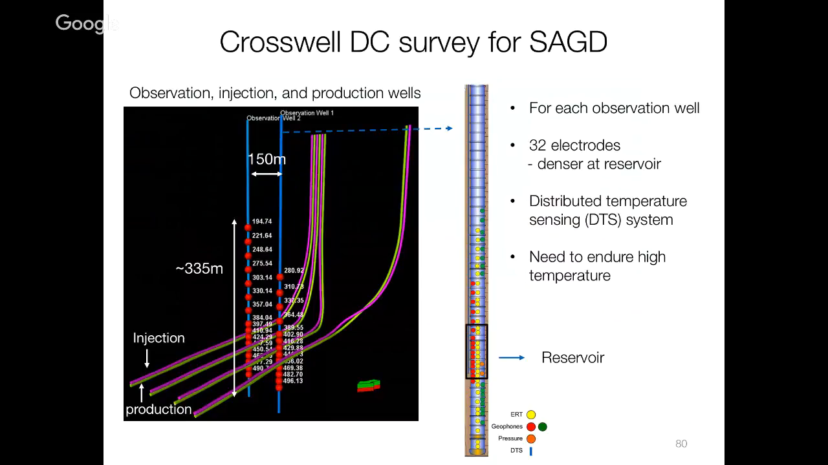So this is a bit more explicit on what we had shown before. It's the same geometry. The region of interest is about 300 meters. There's a pay zone in here. The reservoir is a bit smaller than that. There's 32 electrodes in each of these wells. They're denser at the reservoir. And there's also a DGS system.